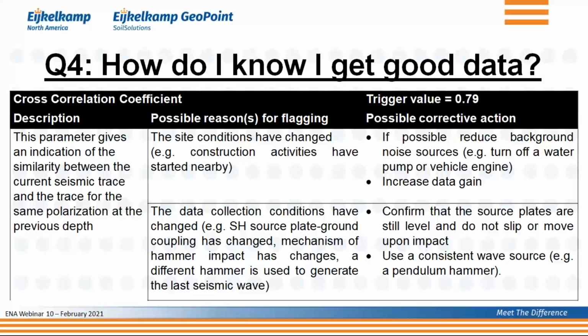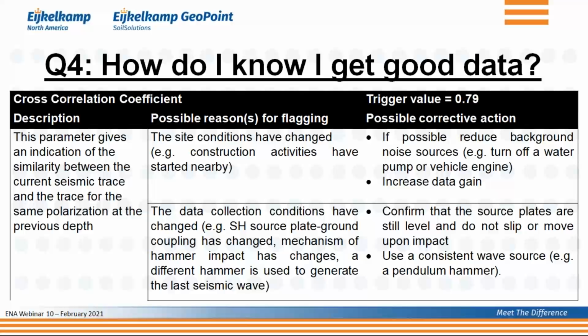Then potential reasons for flagging. You see here 2 potential reasons. The site conditions have changed. Construction has started nearby. Somebody is driving by with a heavy truck, or the data collection conditions have changed. For instance, you don't have good friction anymore between the plate and the soil, and then the plate starts shifting. If those things happen, you could have a potential problem with your cross correlation coefficient. And you see also on this slide on the right hand side what could be possible corrective actions.